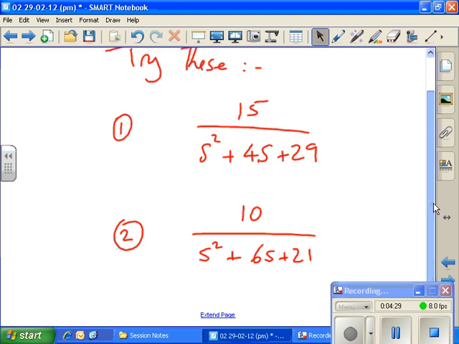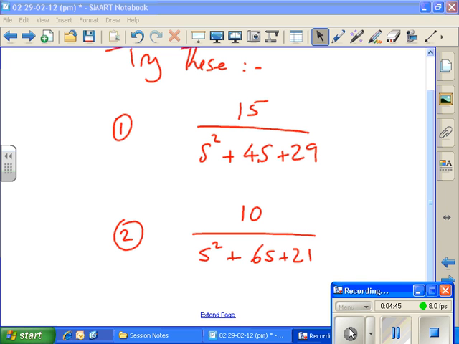I'd like us to start off the session today by having a look at a couple of problems. We'll start the first one together, and then I'll let you finish number 1 and have a go at number 2. So if you want to just make a note of those. Okay, let's start off the first one.